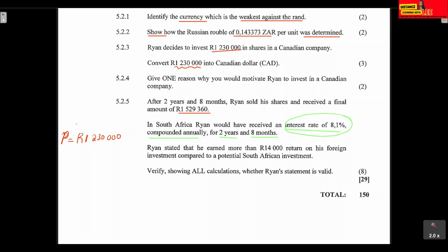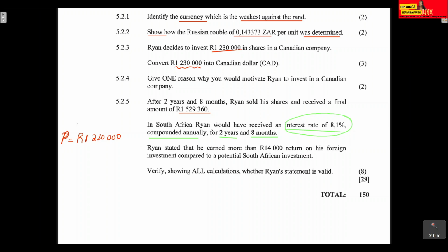We want to confirm whether Ryan made more from his foreign investment than his South African investment, and we want to check if that amount was more than 14,000. And here, guys, the concept that is being assessed is calculating interest when that interest is compounded annually.